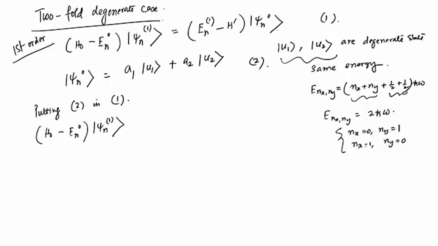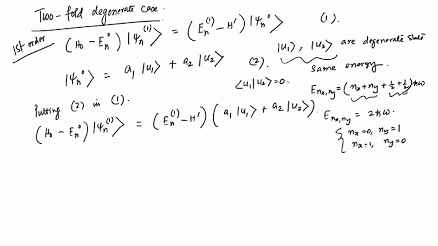So, H0 minus En0 psi n1, that is the left hand side, which remains unchanged, and then you have En1 minus H prime, and then we will put this A1 U1 plus A2 U2. And the understanding is that the overlap of u1 and u2 is equal to 0. So, that is the inner product equal to 0. Okay. So, this is equation 3.